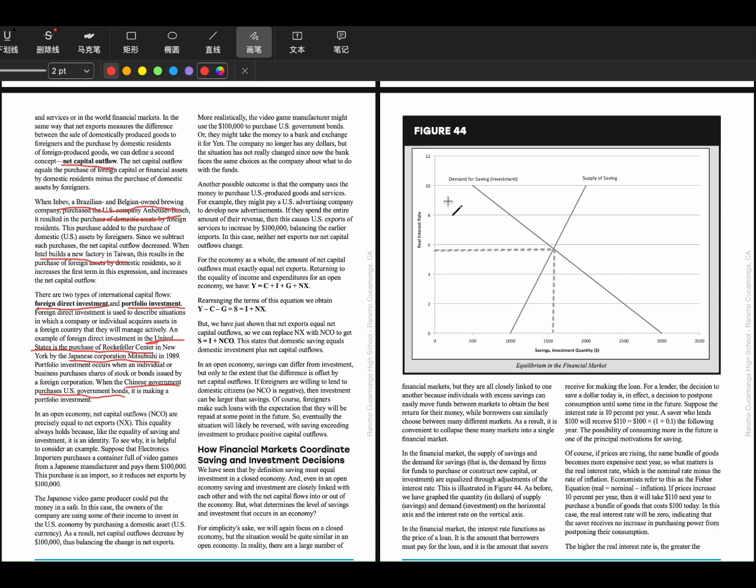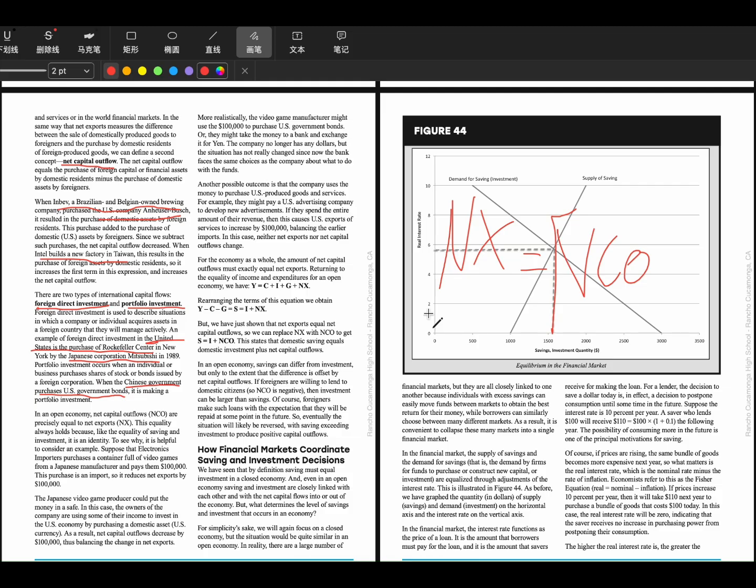Recognize one of the important identities here. NX equals NCO. They equal each other. Why is that? Because let's picture a scenario in which your country's exports are more than your imports. In this case, the other countries are buying more than they're giving you. Now, where exactly do they get that money? They have to borrow, right? Because they're buying more than they're selling.